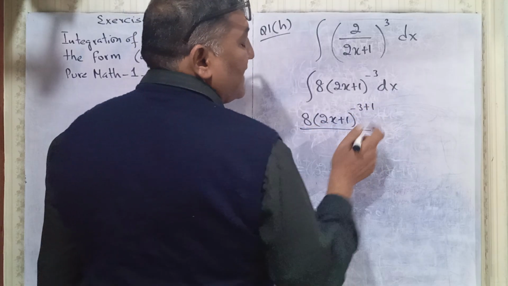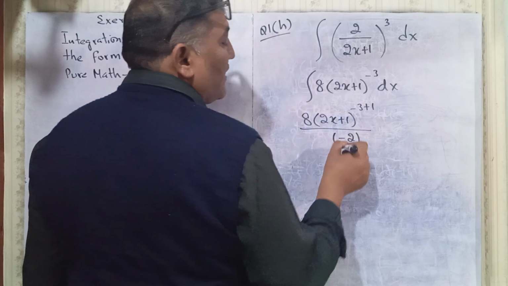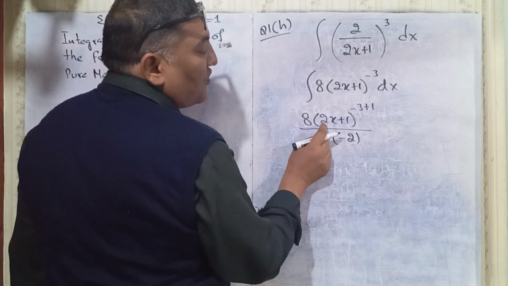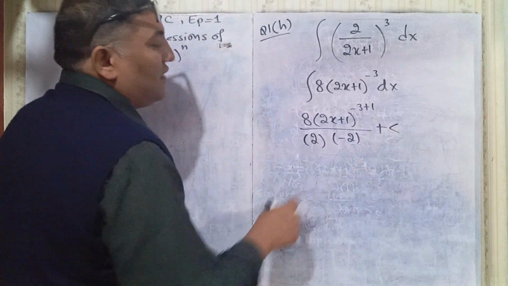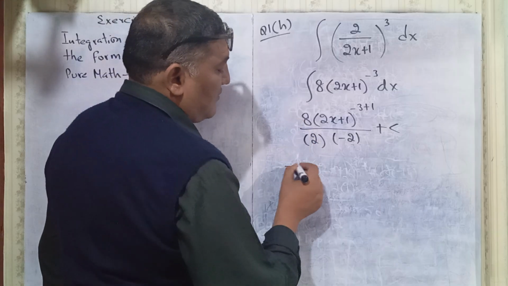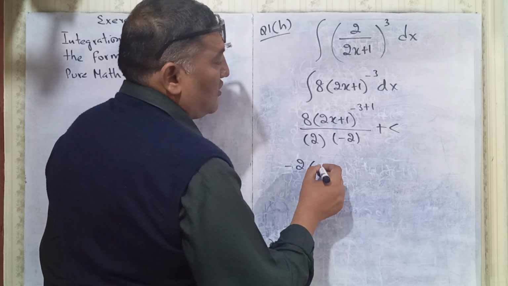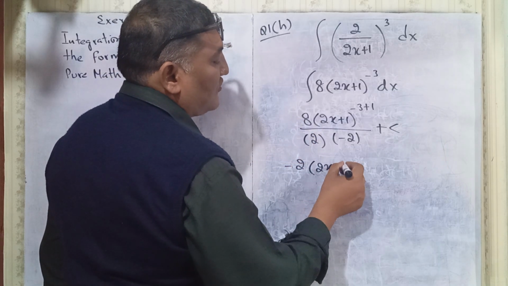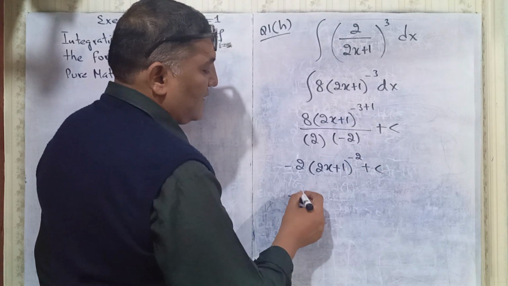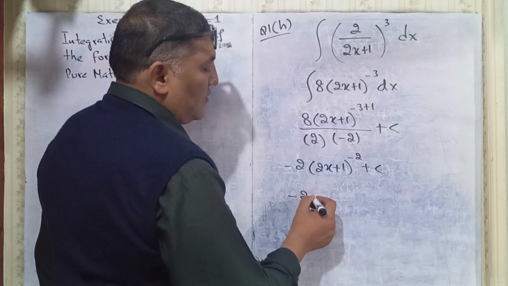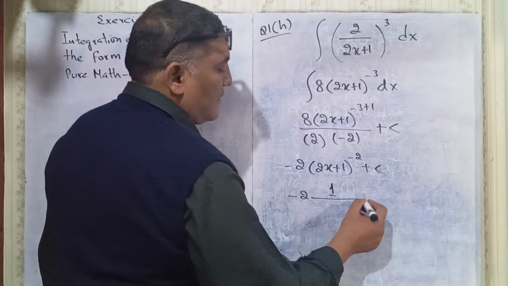So whatever is this answer, that's minus 2 will come here. And the coefficient of the x will also come here. And plus c, okay? Minus 4 cutting minus 2 bracket. You will have 2x plus 1 raised to power minus 2 plus c. You can leave it like this, or you can write it like this.